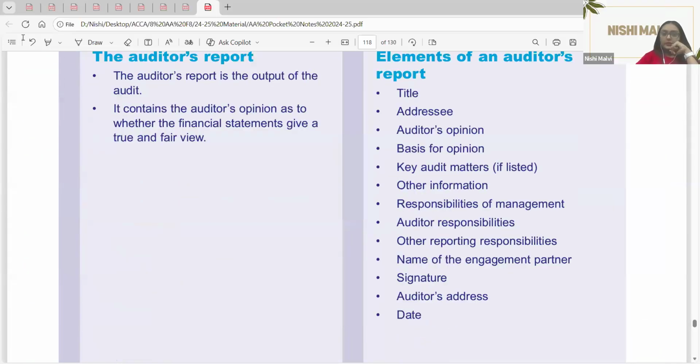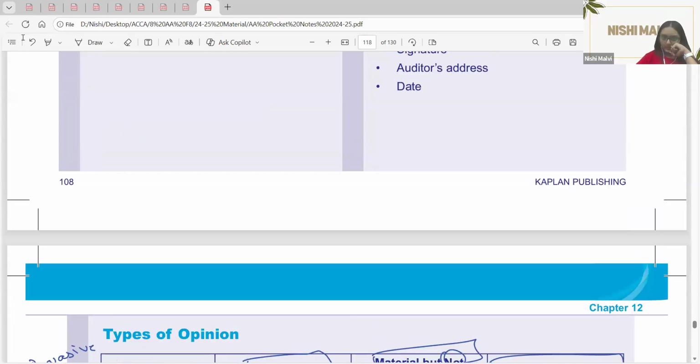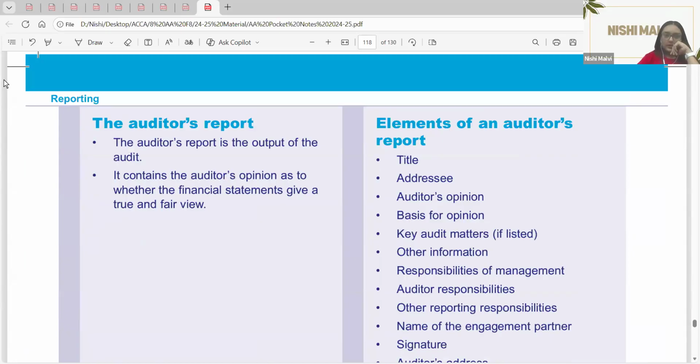See. Now coming on to the reporting chapter. There are two types of report. One is the report to those charged with governance and one is the audit report. In the audit report, one more thing: if a company does not issue financial statements or an integrated report, it will not have an audit report by default. The auditor should sign the audit report. That gives an opinion about the financial statements.